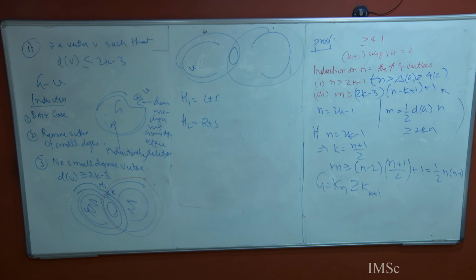Now this is a more intuitive proof than the other one. Because this proof makes sense in the sense that if you start to make your own proof, the first thing you will do is get rid of small degree vertices. That's very natural, no?